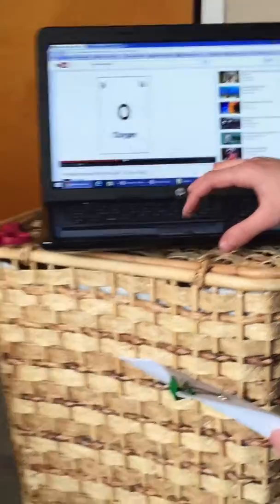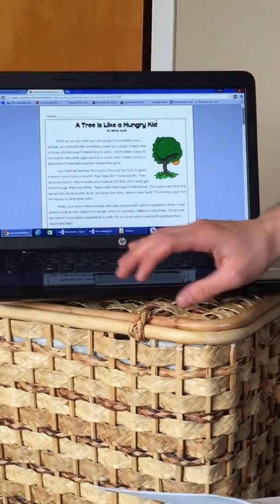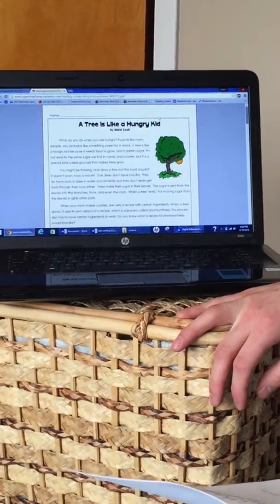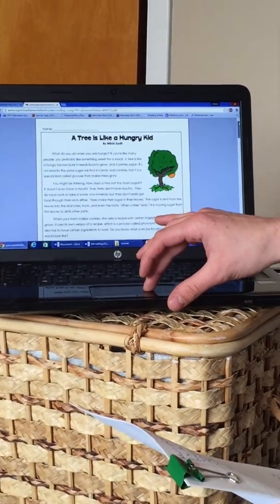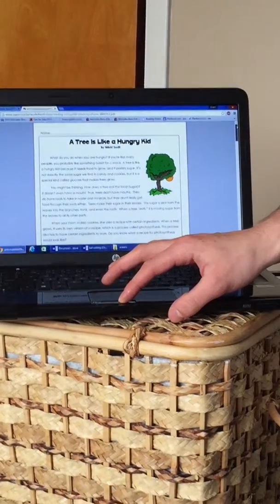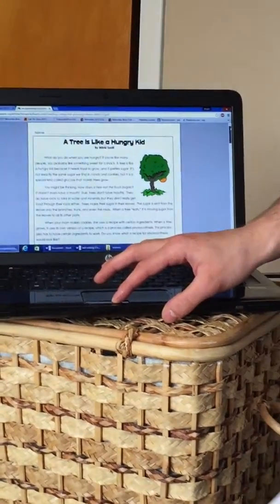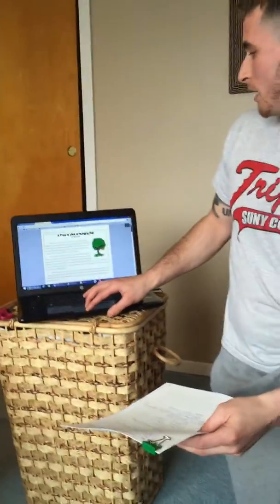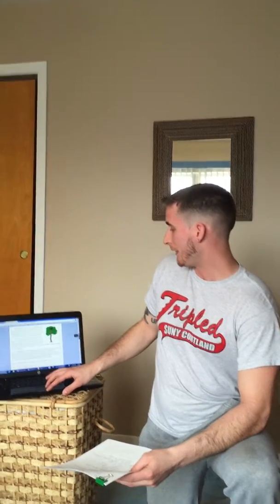After the project, we'll be reading a passage called "A Tree is Like a Hungry Kid" by Mickey Saddle. This is a 2-page reading article that I would pull my students for individual practice, where they will read, annotate and highlight, and answer these questions together as a group. They have multiple choice questions and short answer questions as well.